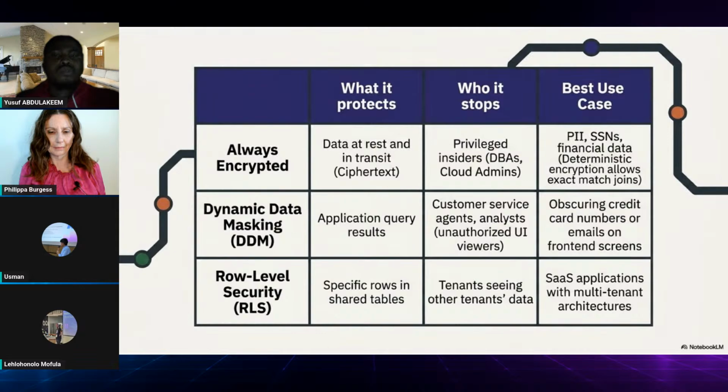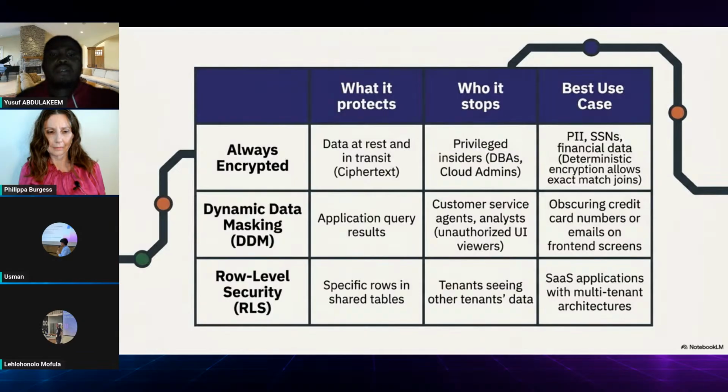So what does it protect? If you are looking at the Always Encrypted part of the SQL, the DP-800, that is, your data is at rest and in transit. That is ciphertext. We're talking about ciphertext. So what are the things that it stops? Those data that are always encrypted. It stops privileged insiders, that is the DBAs and the cloud admins. So the best use case for this is for your PII, your SSN, your financial data. We have deterministic encryption, which allows exact match joins.